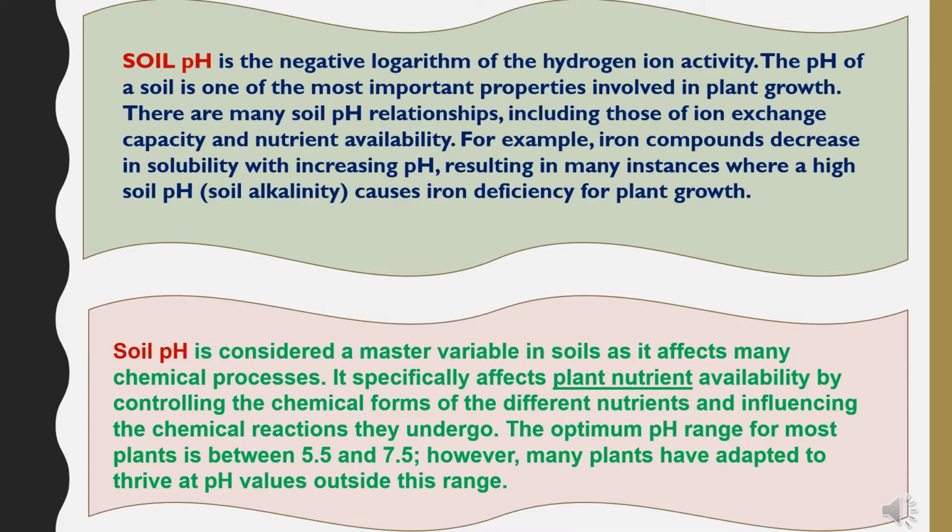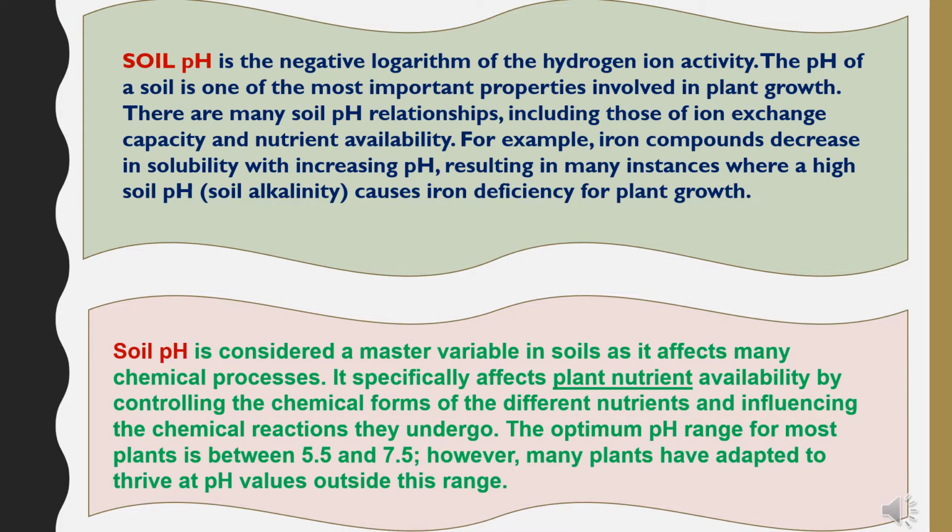Soil pH is the negative logarithm of hydrogen ion activity. The pH of a soil is one of the most important properties involved in plant growth. There are many soil pH relationships including those of ion exchange capacity and nutrient availability. For example, iron compounds decrease in solubility with increasing pH, resulting in many instances where a high soil pH, meaning soil alkalinity, causes iron deficiency for plant growth.